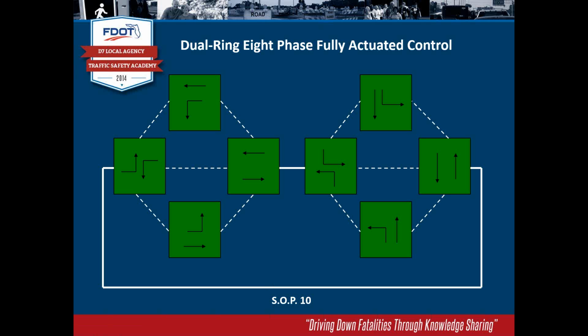Like I said, this is standard signal operating plan number 10. SOP10 is what it's called, also known as dual ring 8-phase fully actuated control. And so I'm going to try to make this simple and help you understand how controllers operate that are implementing this type of actuated control.